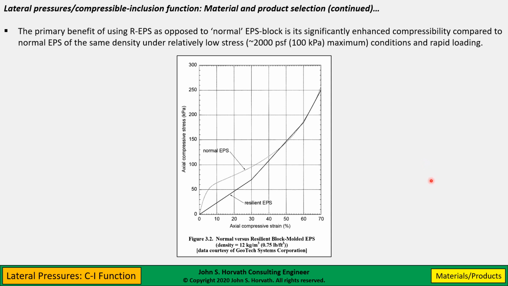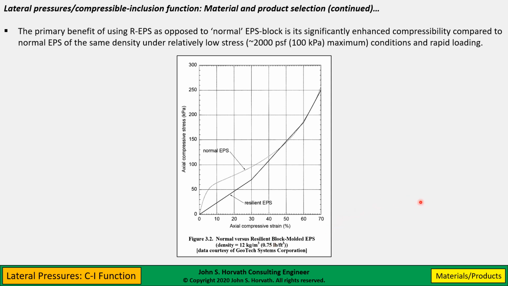This is from an earlier publication of mine that you can find on ResearchGate. And this just shows, under standard rapid loading, normal EPS block that had an initial density of 12 kilograms per cubic meter, about 3/4 of a pound per cubic foot, which is, in simple terms, about the lowest density, unit weight material you're going to find made consistently, say, in the United States.